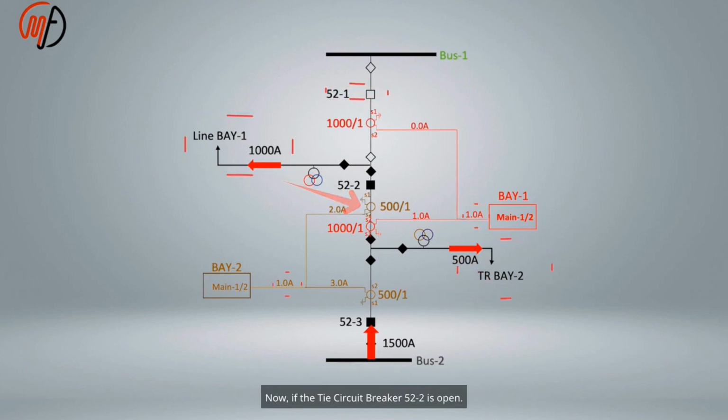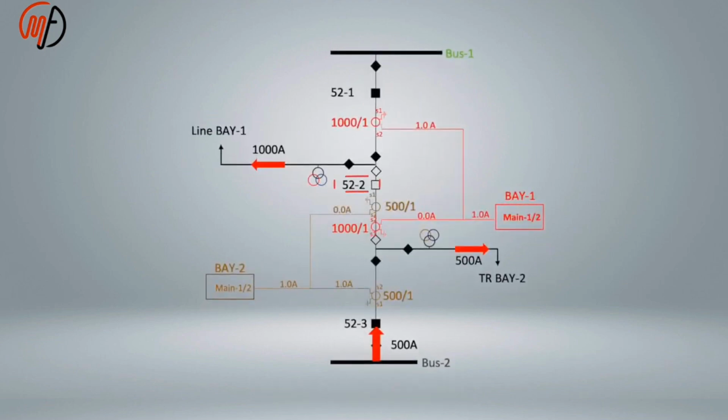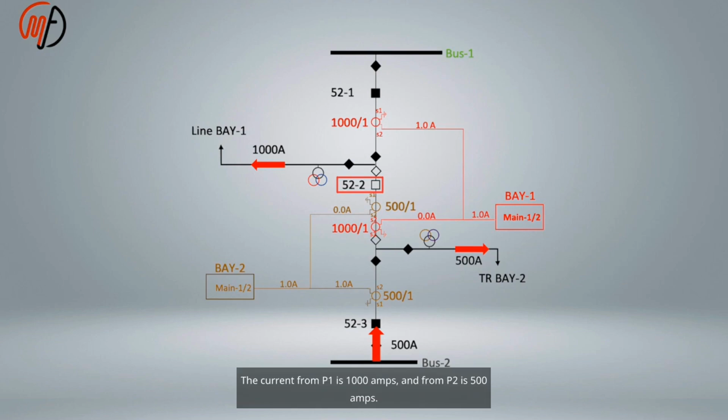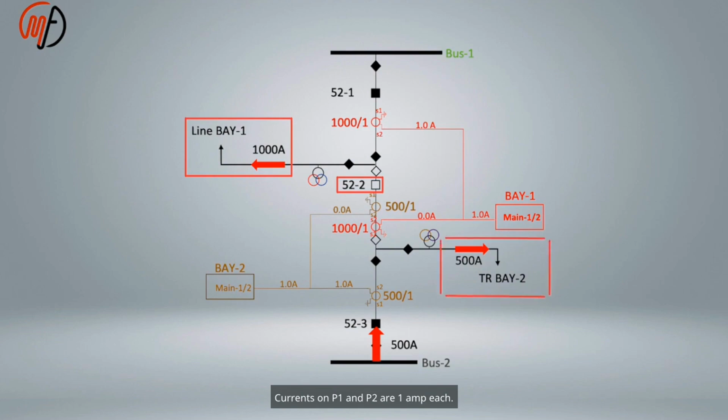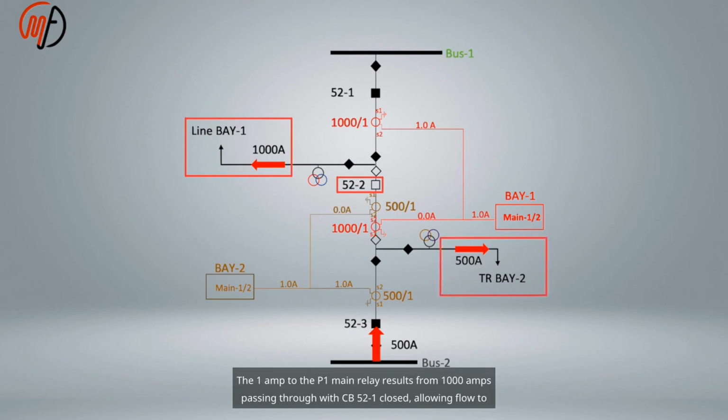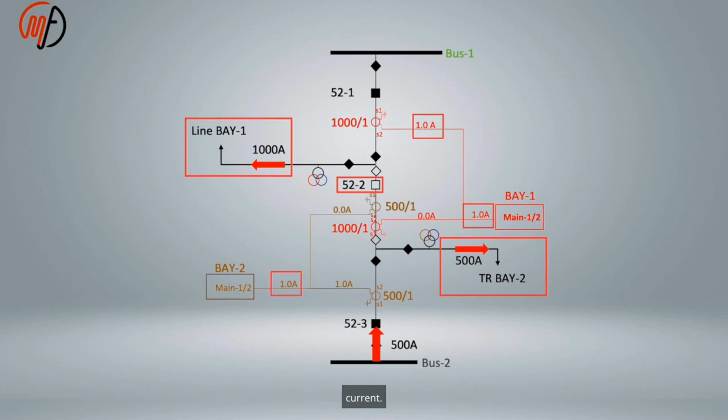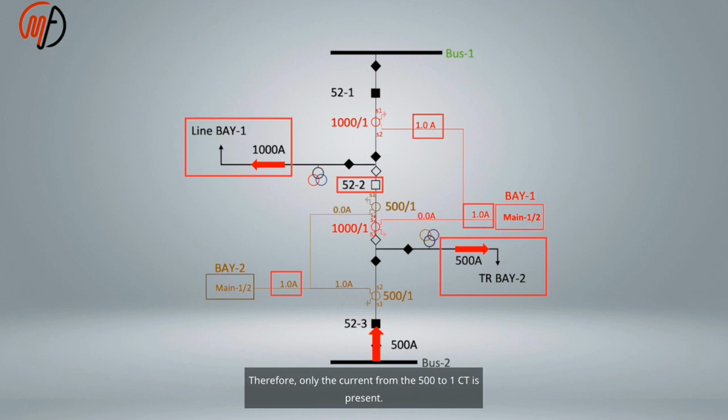Now if the tie circuit breaker 52.2 is open, the current from P1 is 1000 amps and from P2 is 500 amps. Currents on P1 and P2 are 1 amp each. The 1 amp to the P1 main relay results from 1000 amps passing through with CB 52.1 closed, allowing flow to line P1. For the second, it's 0 because no current passes through with the tie CB open, resulting in 0 secondary current. The 1 amp to P2 is from 500 amps converted by the CT. The other CT gives 0 current as the tie CB is open. Therefore, only the current from the 500 to 1 CT is present.